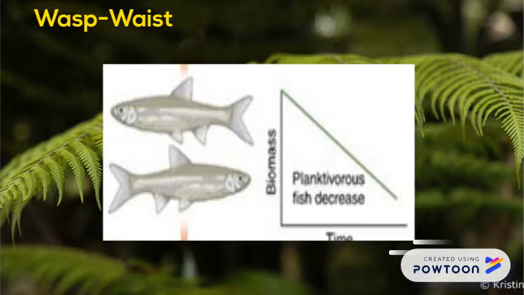Finally, the wasp-waist occurs when physical, chemical, and anthropic factors affect the middle trophic levels. This results in the trophic level's abundance affecting the lower and upper levels. It is believed that the middle trophic level is in control.